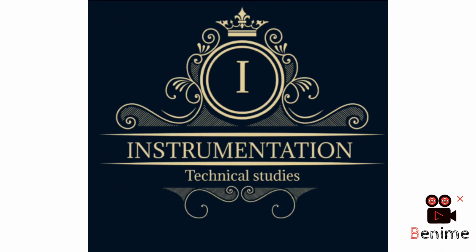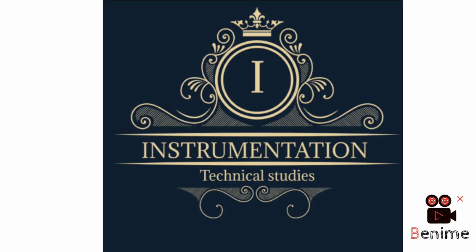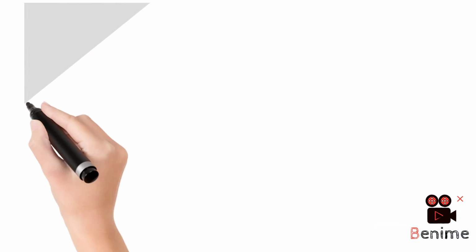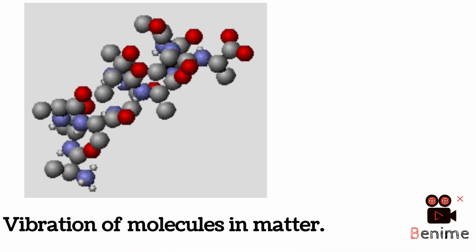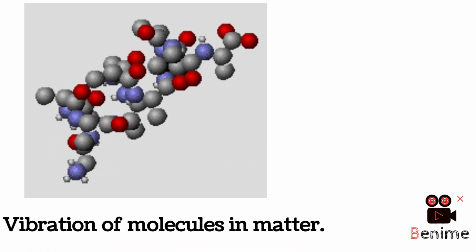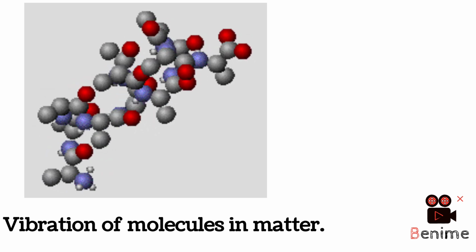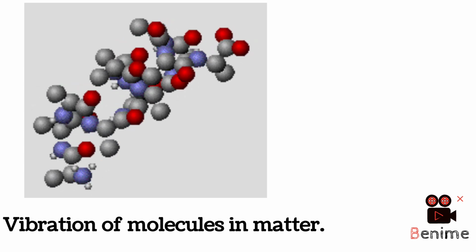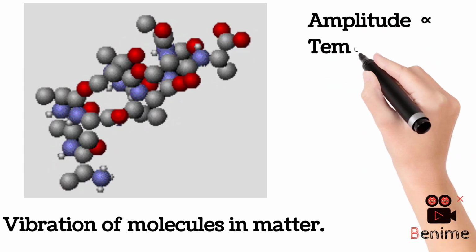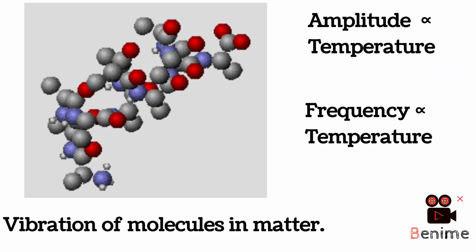Let's start today's topic, bimetallic temperature gauge. Before going to our topic, let's discuss the basic molecular behavior in every matter. Normally, every matter is made up of molecules that are in constant motion. The motion of the particles is oscillatory, so it has both amplitude and frequency, and these two parameters are directly proportional to temperature change.